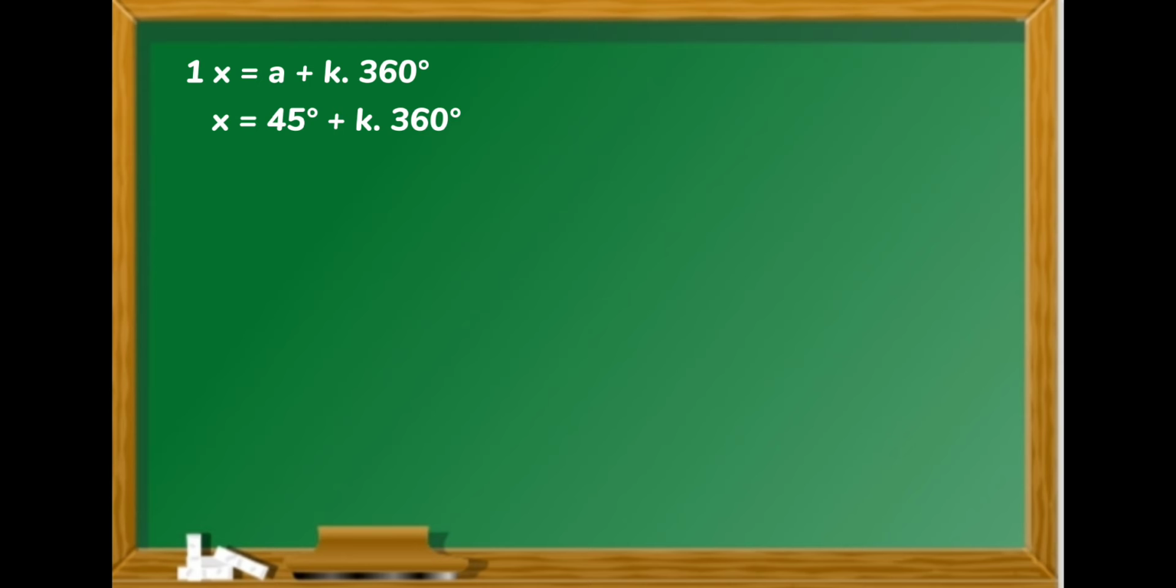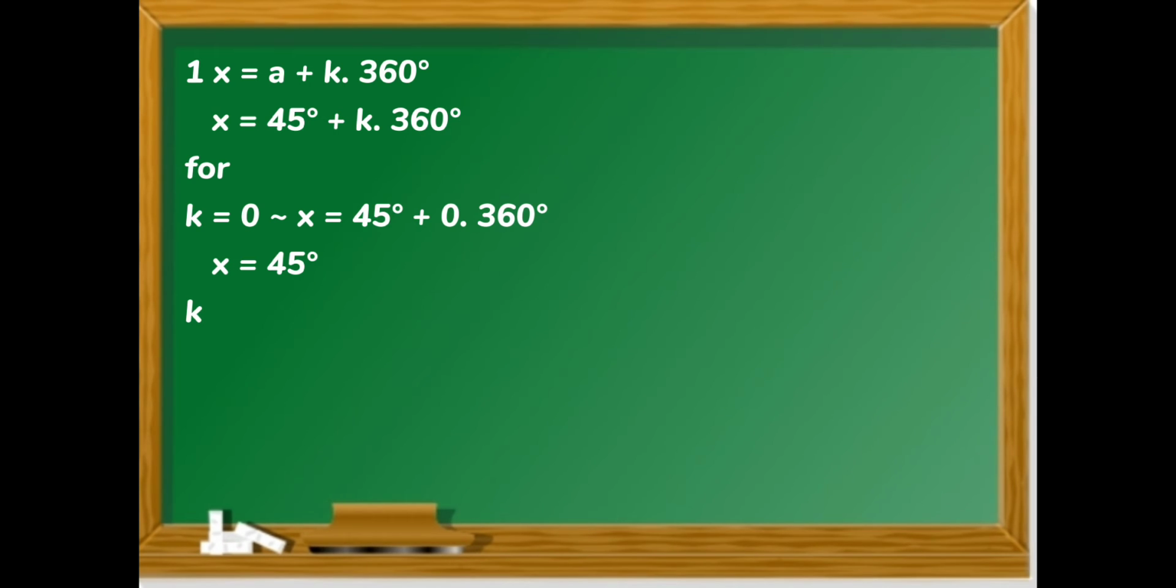The cos form of half root 2 is cos 45 degrees. If you have obtained alpha, just enter it into the formula. The formula is x equals A plus k times 360 degrees, so we get x equals 45 plus k times 360.